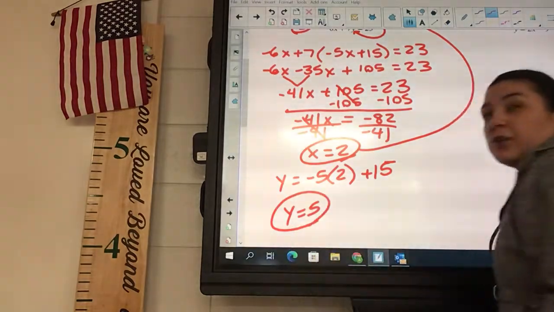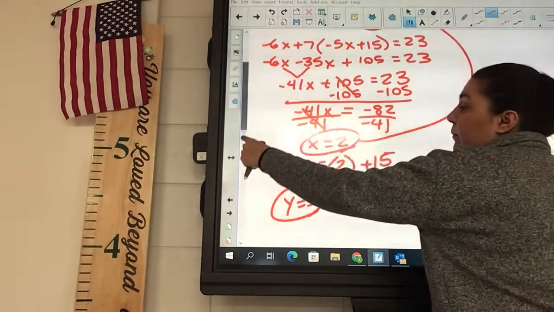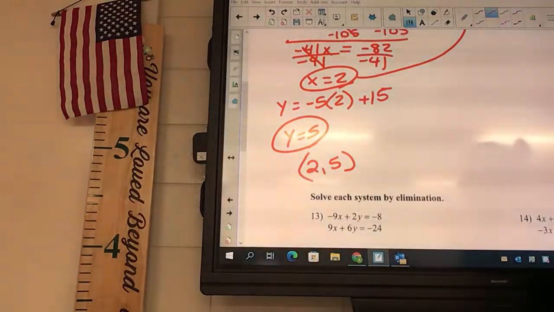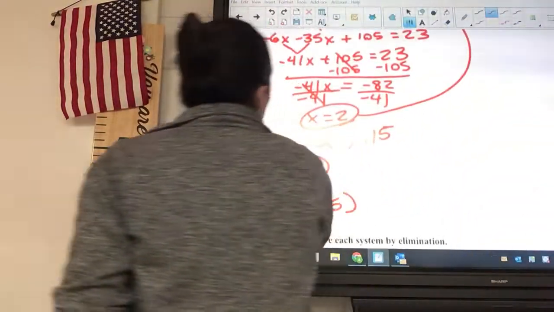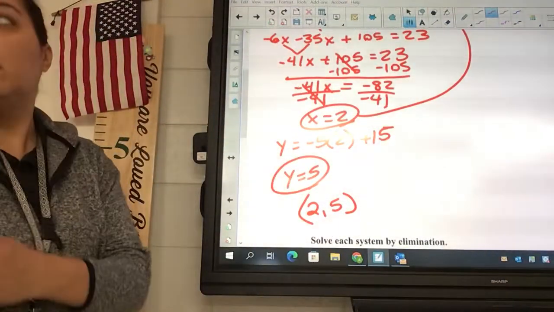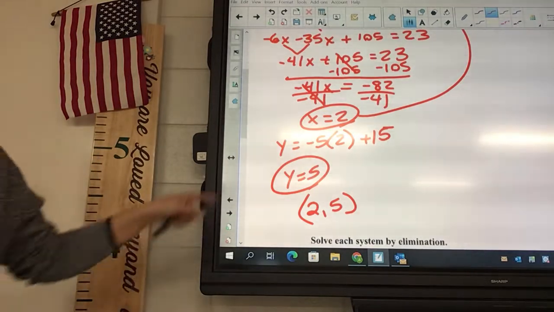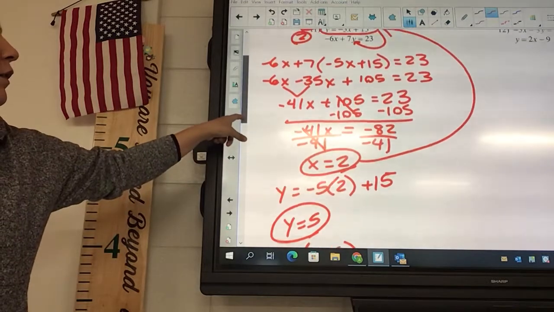Okay, are we finished? Yeah. No. We got to write out the coordinate. What's the coordinate supposed to look like? 2, 5. 2 comma 5. I'm forgetting that part. Just gonna scroll up, just a little bit, above the coordinates. Thank you.